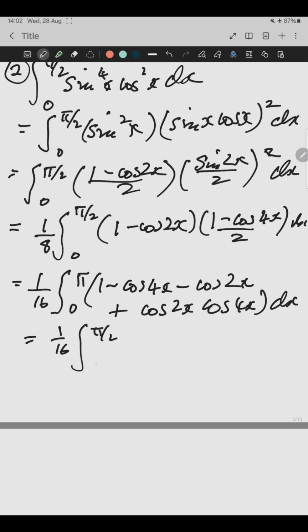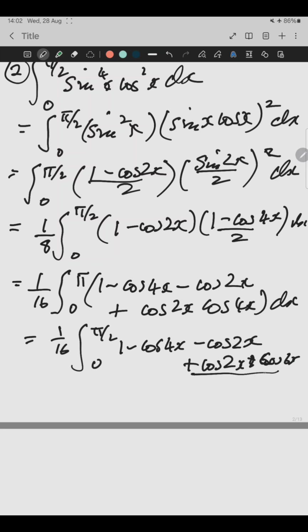of the integral from 0 to pi upon 2 of 1 minus cos 4x minus cos 2x plus cos 2x plus cos 6x over 2 dx.